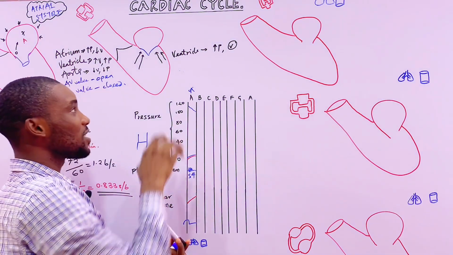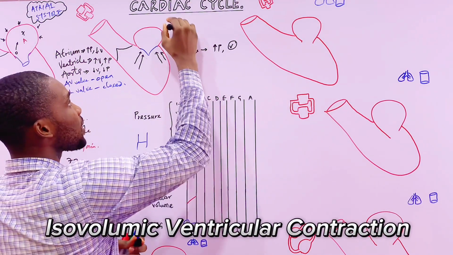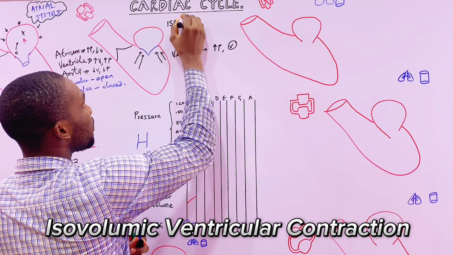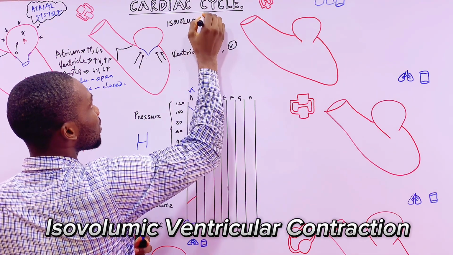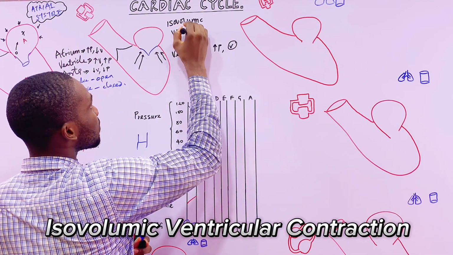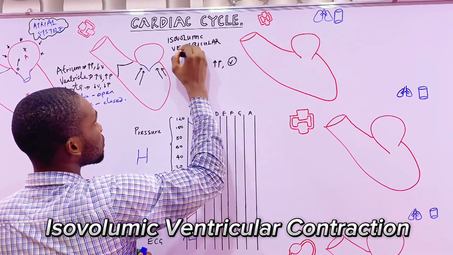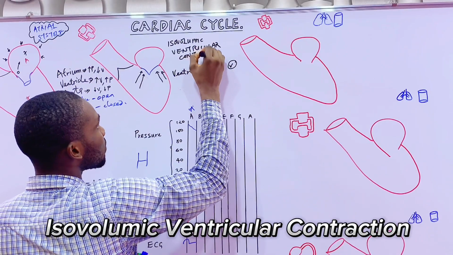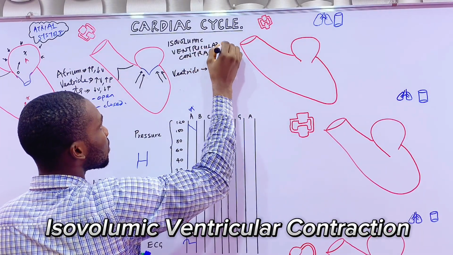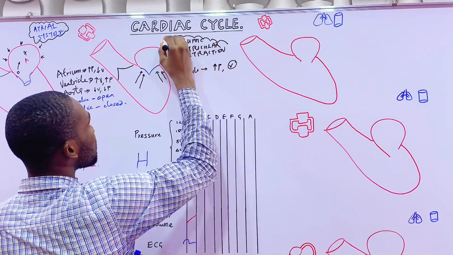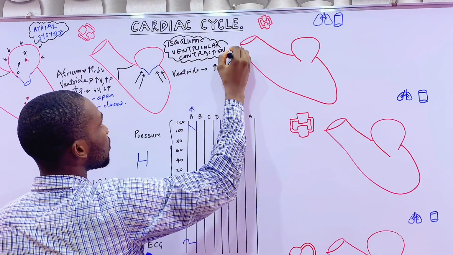That is why this phase is called what? Isovolumic ventricular contraction. So this is called isovolumic ventricular contraction.